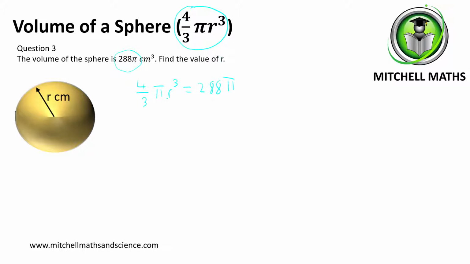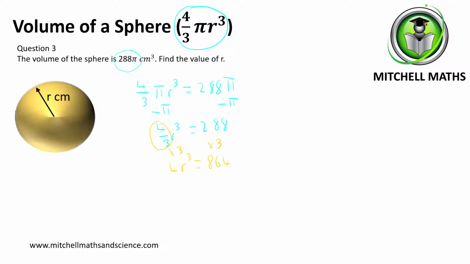And what we're going to do is rearrange this formula to make r the subject to get r equals. The first thing we'll do is get rid of the pi's by dividing by pi. We'll be left with 4/3 r cubed equals 288. To get rid of the 4/3, we're going to need to times by 3 first of all, to get rid of the 3 on the bottom, because multiplying is the opposite of division. So 288 times 3 is 864.